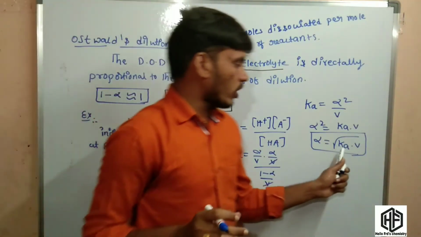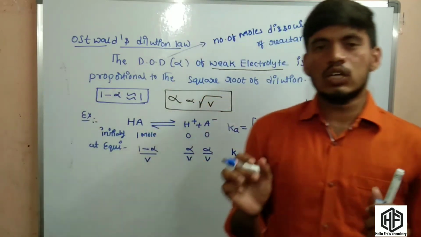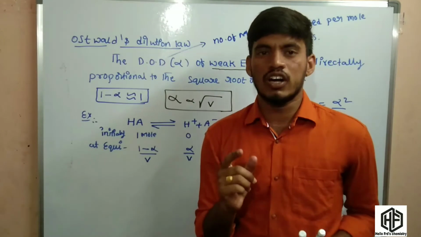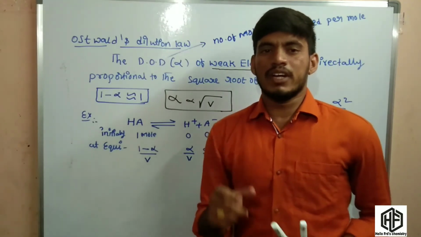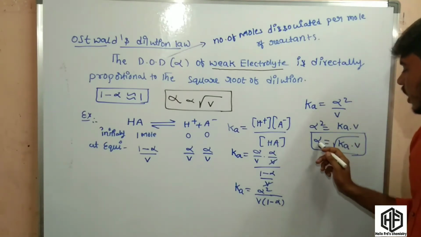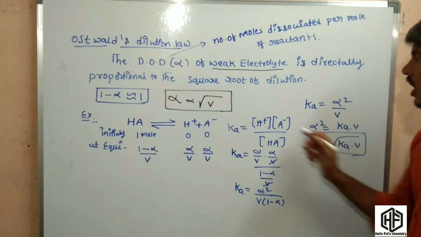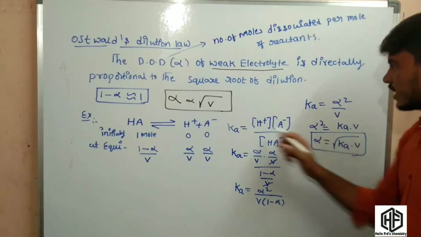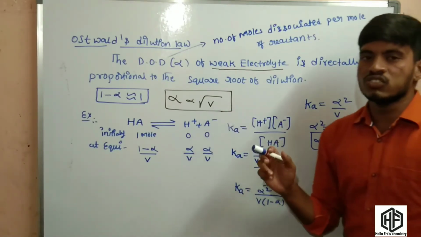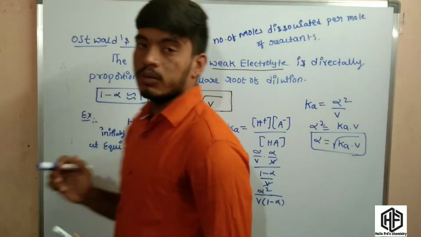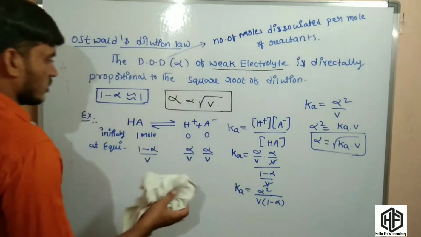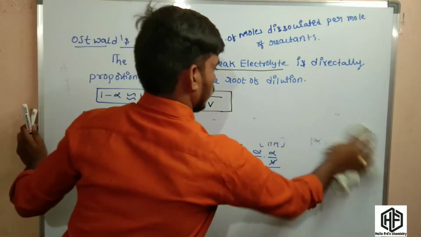According to the ionization concept, one of the important properties is that at a given temperature the Ka value is constant. Now alpha is directly proportional to the square root of volume. This is called Ostwald dilution law. Now one more important point is present in the Ostwald dilution law.